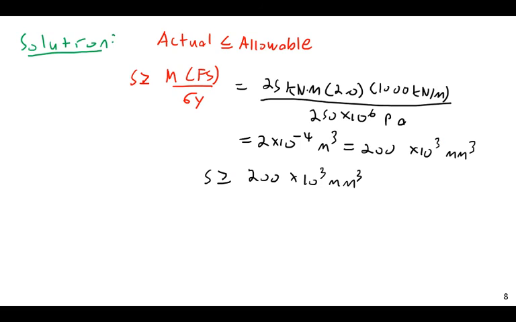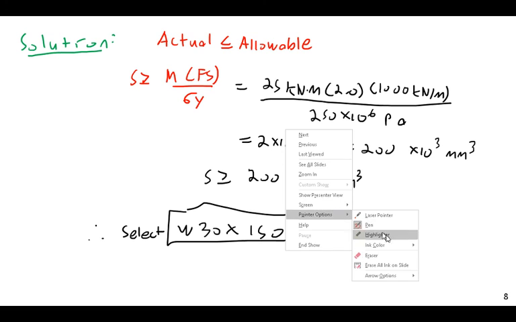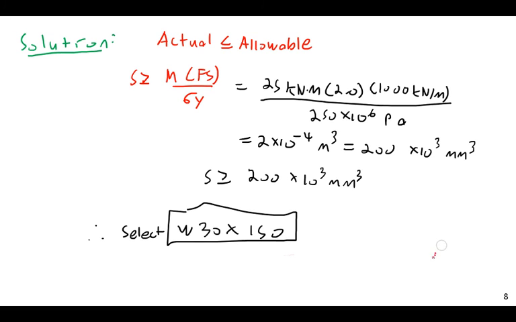So again, I'm going to select W30 by 150. And that's my answer. So lightest is most economical, generally.